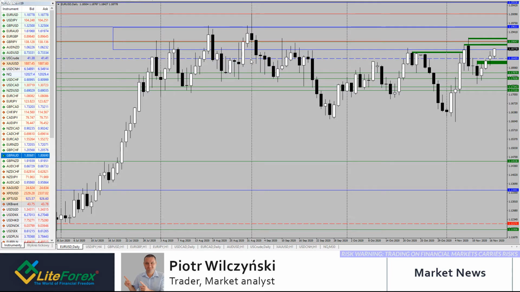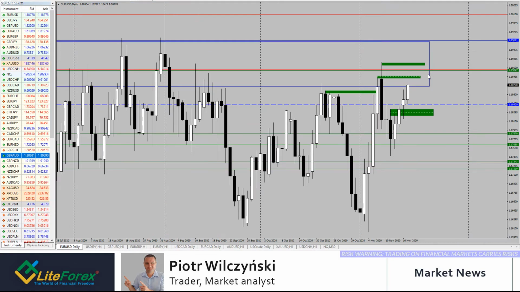Euro dollar daily chart, and we are approaching significant levels again. The overall situation on the US dollar is not that clear. There is pressure. The dollar is under pressure with the yields still below 1%, with the support on the yields around 0.86. So what is going on, guys?